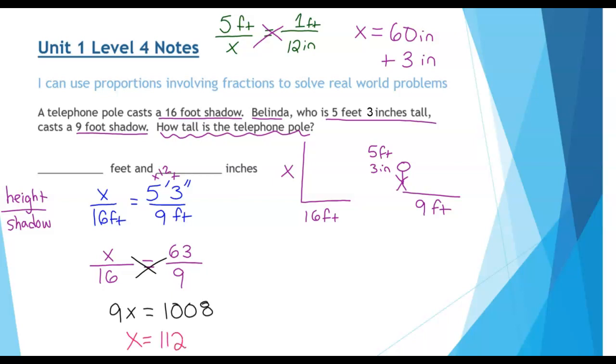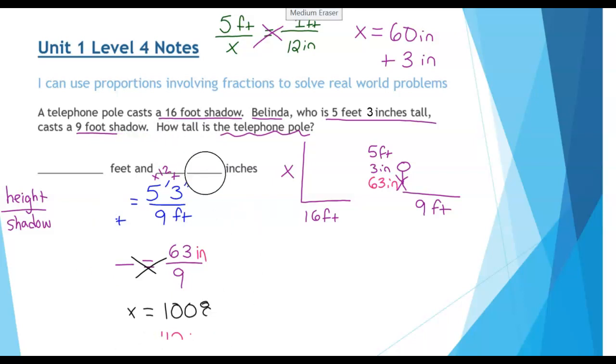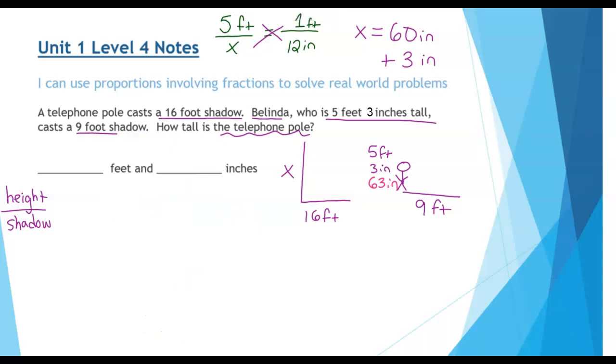Now remember, we changed those feet to inches, so this was 63 inches for her height. So I'm going to write inches. My answer needs to be in feet, and how many left over inches? So now I'm going to erase this. So write down what you need. I have 112 inches. I need to figure out how many feet that is and how many inches remain.